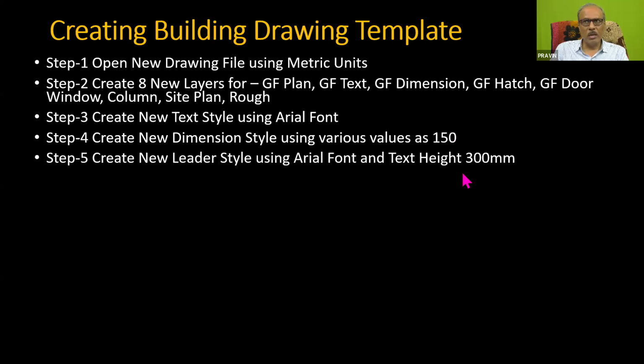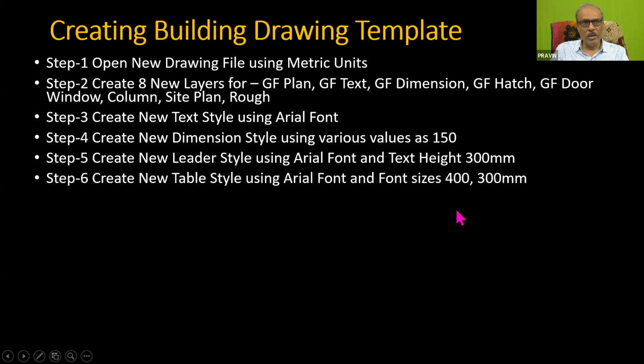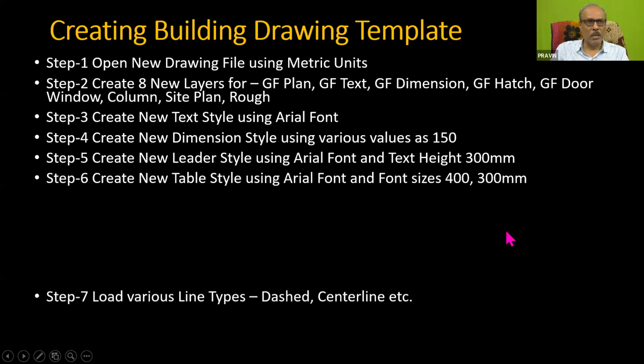Step 5 was where we created a new leader style using the Arial font and text height of 300. For giving the various names in the building drawing, we require an arrowhead leader. So that leader was created using Arial font and text height 300, and that step is also completed. Then the next step is to create a new table style, which we have also seen, for our heading and the data labels. We set all that font to 400 and 300 using the Arial font. That step we also completed yesterday.